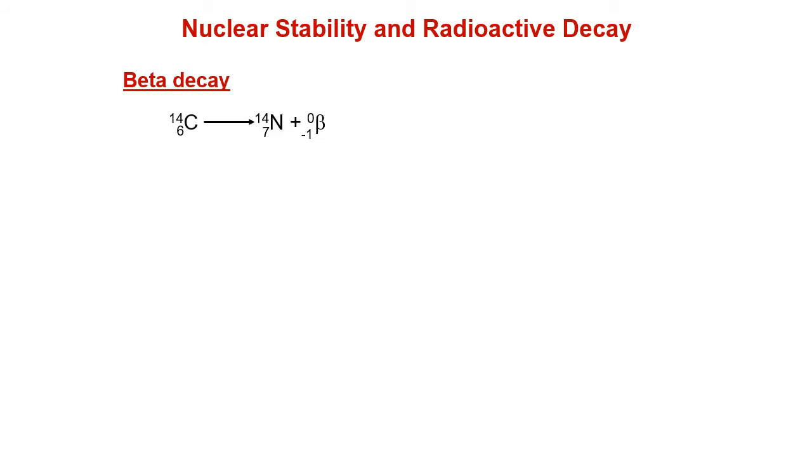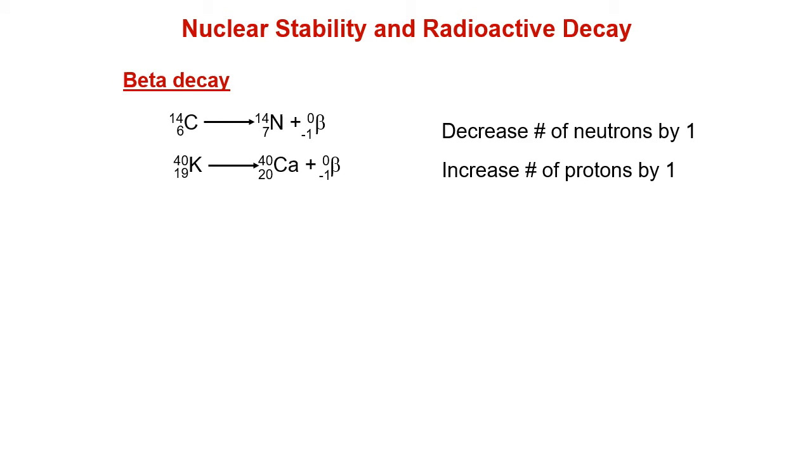Beta decay. Release of a beta particle, which is an electron. What happens? You are decreasing the number of neutrons by 1 and increasing the number of protons by 1. 2 examples: beta decay of carbon-14, unstable carbon, and beta decay of potassium-40, the most common isotope of potassium.